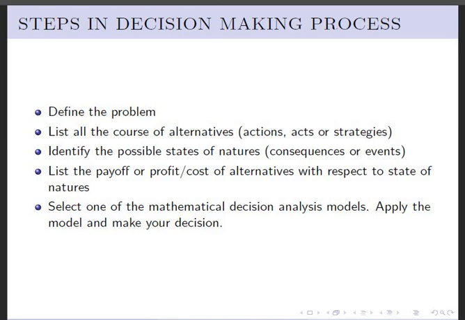identify all possible consequences. For example, whether the colleges are providing scholarships, hostel facility, fee structure, etc. Fourthly, list the payoff of each alternative with respect to the states of nature. For example, expenses incurred for that course in that particular college. Finally, select a mathematical model, apply it, and make your decision.